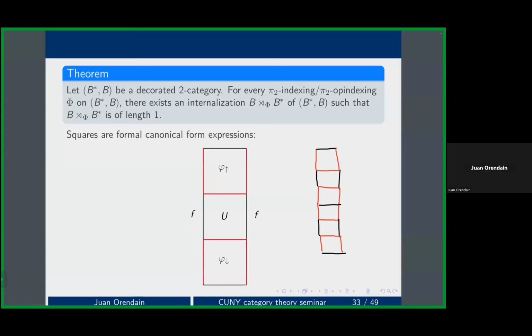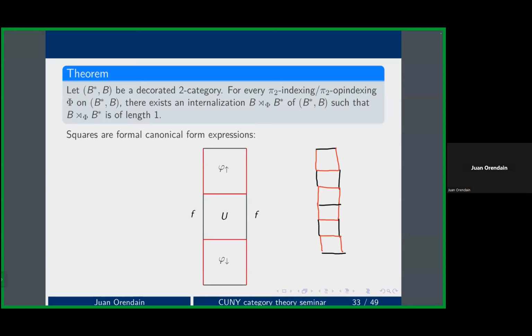So what we do is we have the data of B star comma B. So we have the top and bottom squares, and those live inside B. And we have vertical morphisms, which are the morphisms in B star. So we can just say, consider the formal unit square on a morphism F. And then we can compose them formally. And we say, okay, we want those to be the squares of our double category.